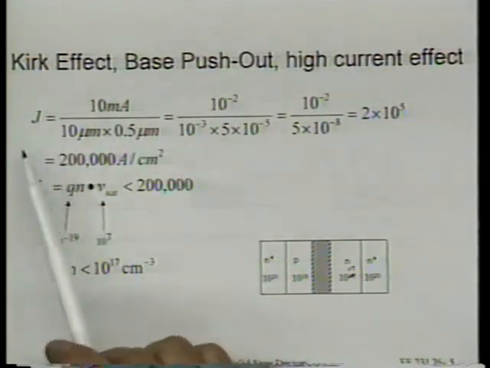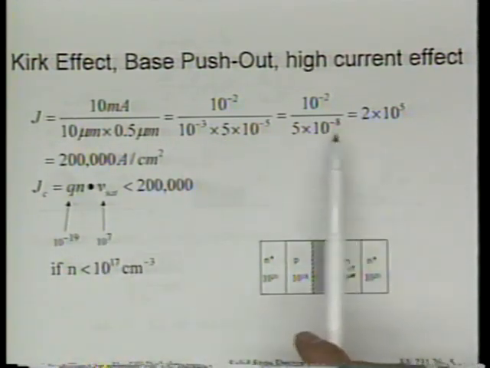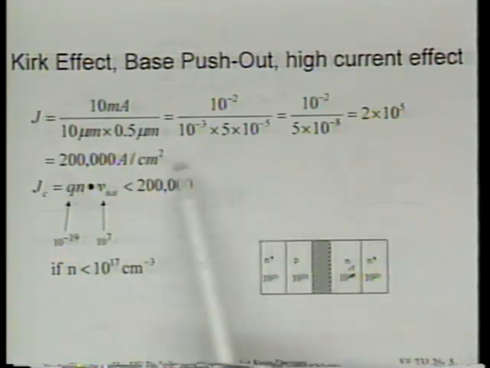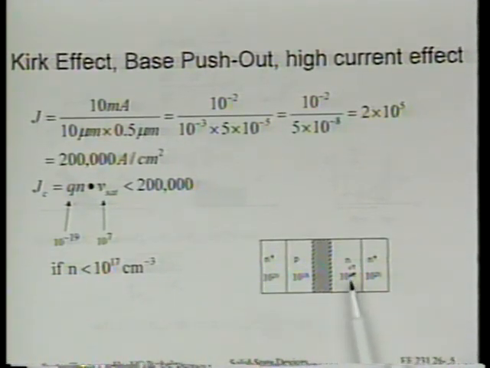And in fact, we can even operate at higher than this density. But if you do that, take my word for it, you end up with 200,000 ampere per centimeter square. It's very high current density, all right? So here's the question. How can this lightly doped region carry that current?